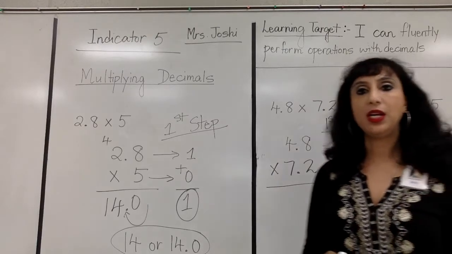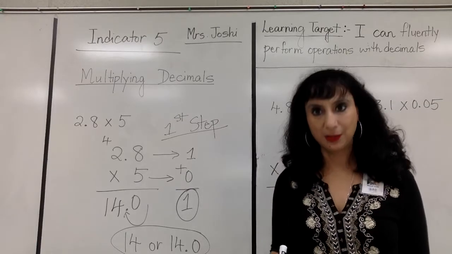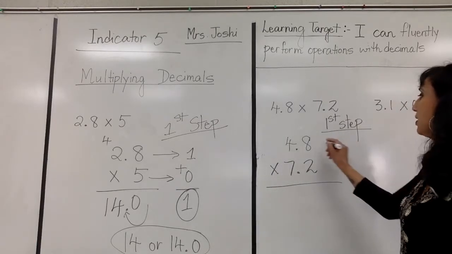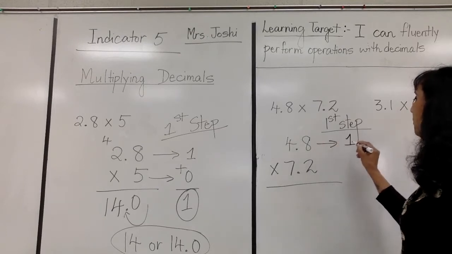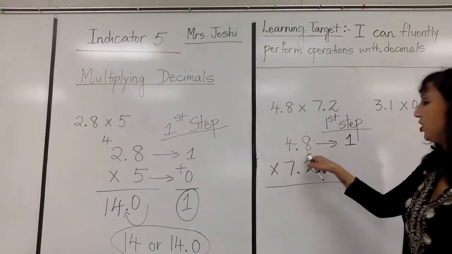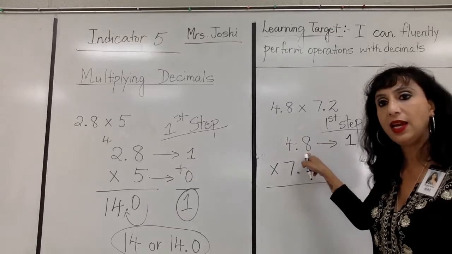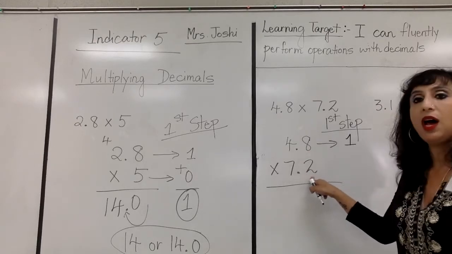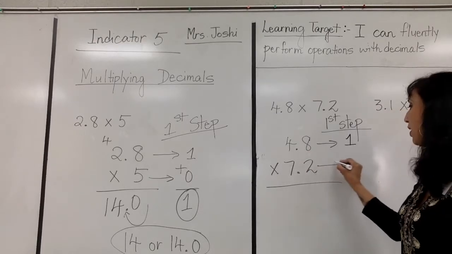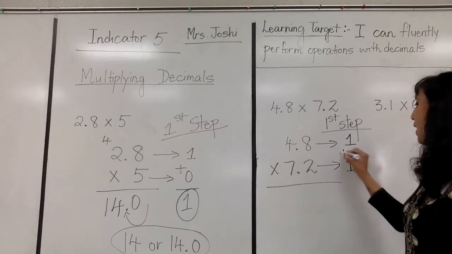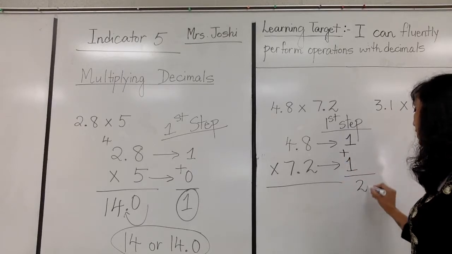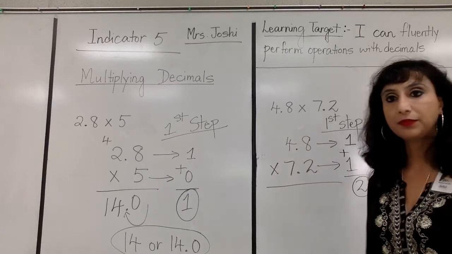You're going to count how many digits are behind the decimal. Okay, so in this case, I have 1. This is 1 digit behind the decimal. And then in this also, I have 1. So I'm going to write 1 over here. Add them up. Total amount is 2 digits.